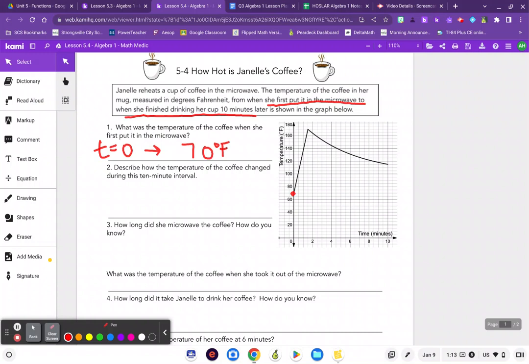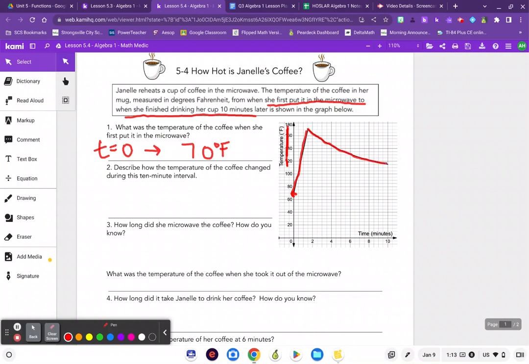2 says, describe how the temperature of the coffee, again, temperature is on that y-axis here, changed during this 10-minute interval. All right, so I start at 70 degrees. I'm going to put it in the microwave. So it looks to me like I'm increasing. My temperature is getting hotter. I bet I take it out of the microwave here because now, after I take it out of the microwave, it looks like my temperature is going to decrease until I drink it, finish it off.